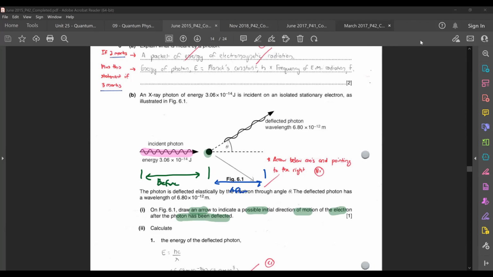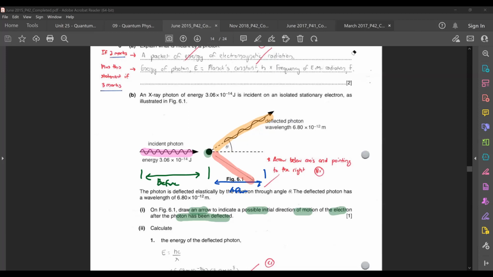So after collision, you know that your photon deflected this way. But how about the electron? Your electron by right should be deflected downwards. But how do I know it must deflect downwards in the first place? Why can't I say it goes forward like this, or why can't I say it goes upwards too? It's because it's related to your conservation of momentum.